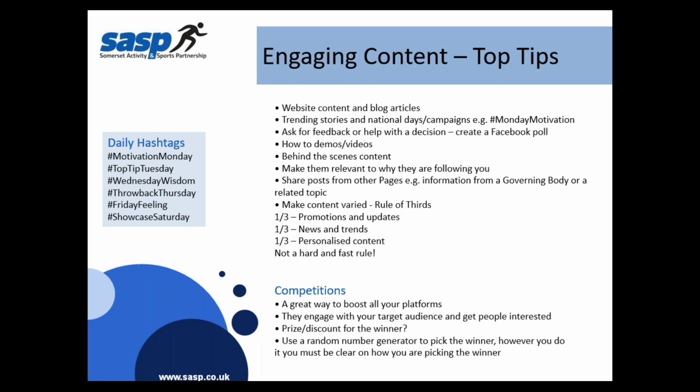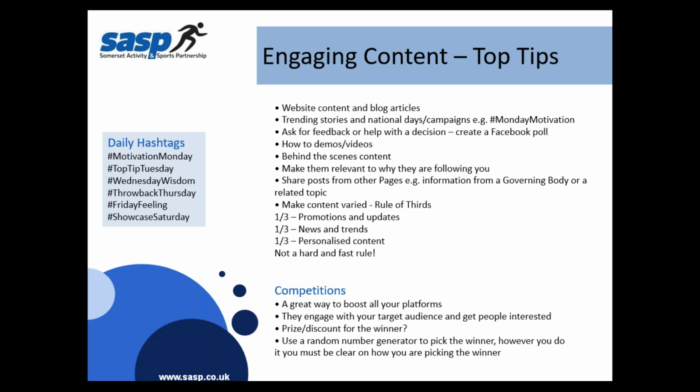Here, this comes on to making content varied. There is a rule of thirds. So a third of your posts should be promotions and updates, a third should be news and trends, and a third personalised content. This isn't a hard and fast rule, but it really does help to make sure that content's varied and it's not the same kind of thing you're posting each time.